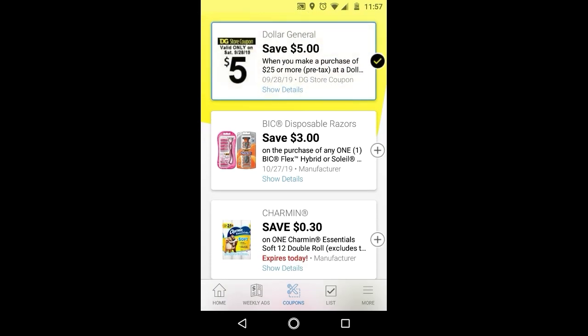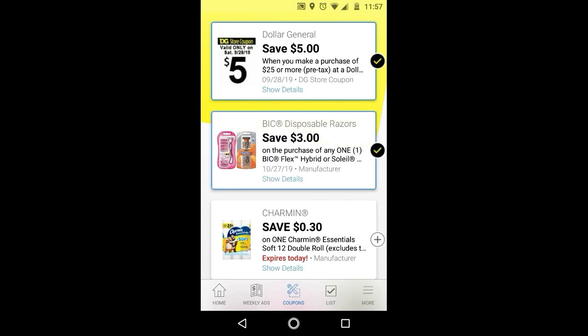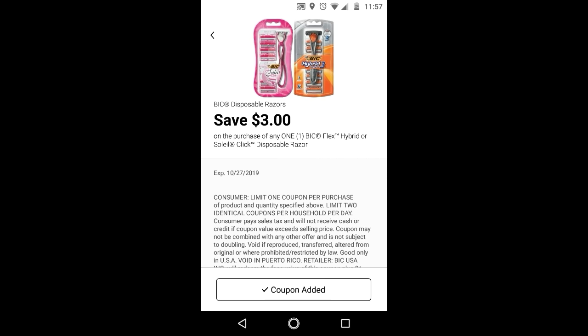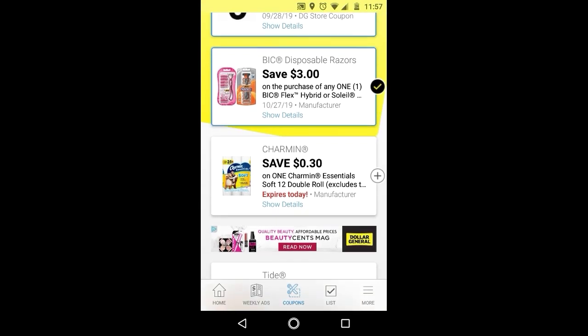We have big disposable razors. I think these only work on the ones that cost $6, the Flex Hybrid and a Soleil, so I'll clip that. So with the $3 off digital, it'll be around $3. Let's see. Yes, it works only for the Hybrid or Soleil. I will actually go to the store and scan and see if it works on other razors.